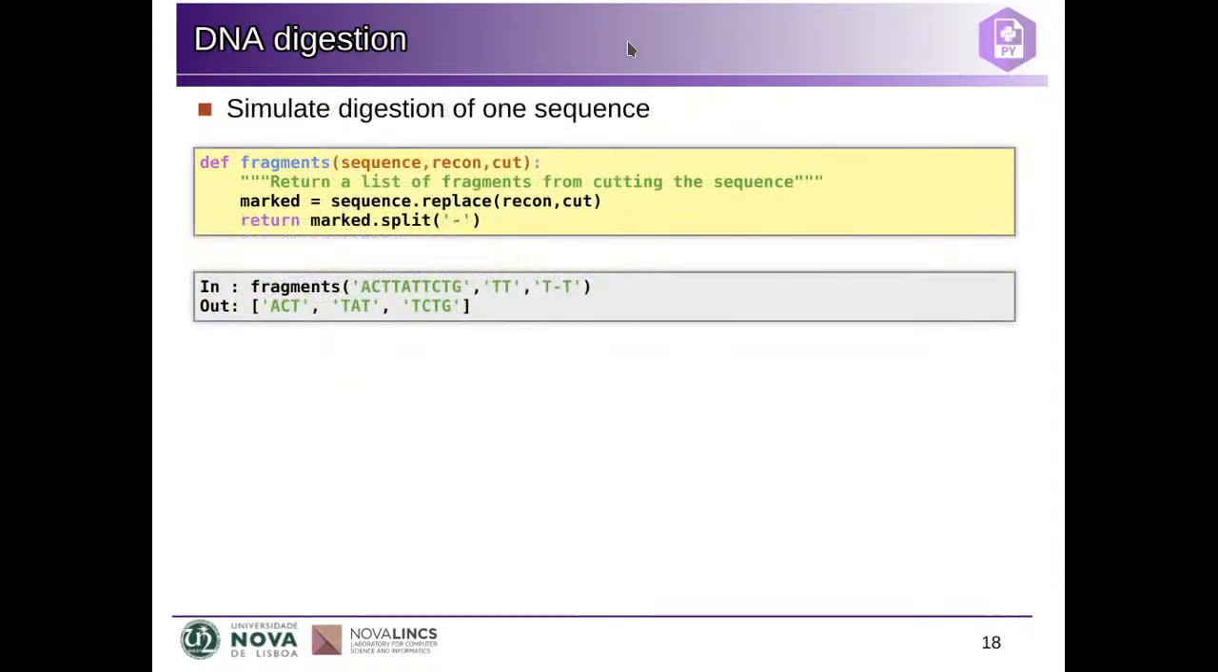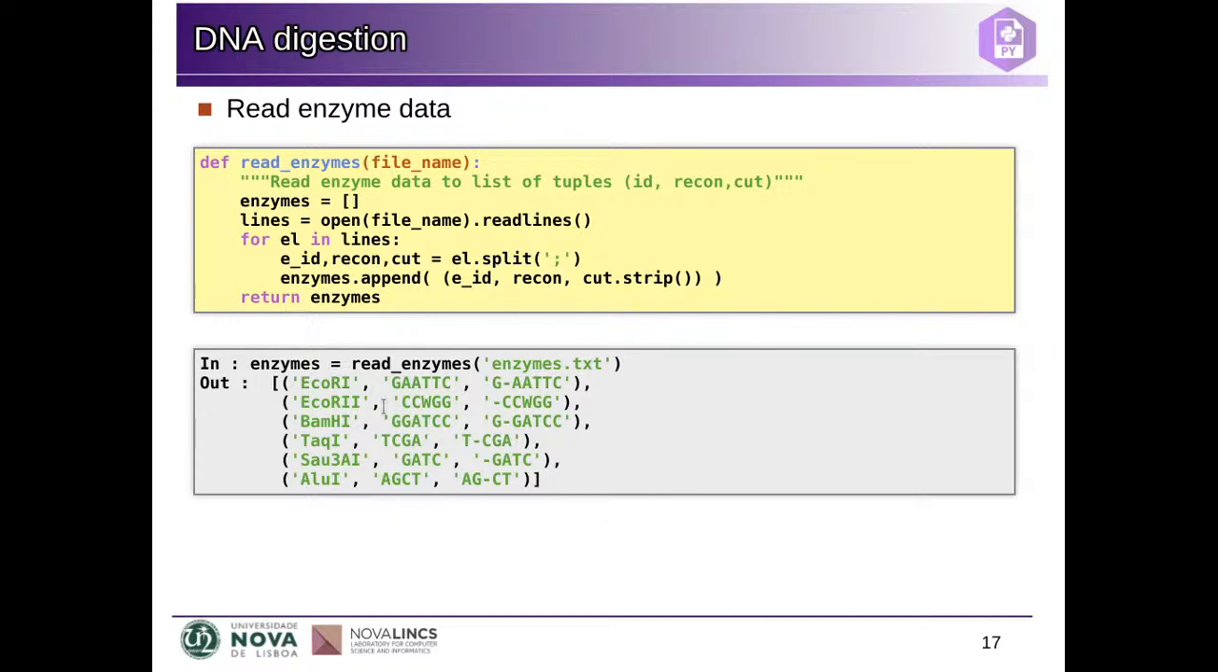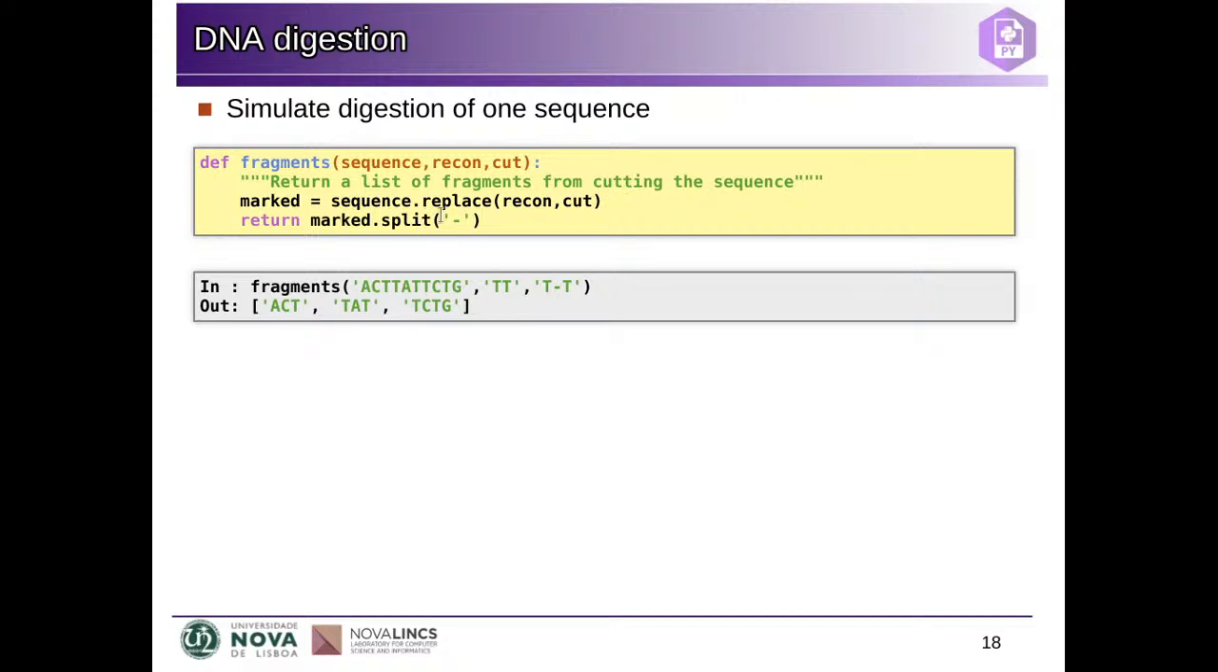Now we need to create the function to actually do the digestion. So this one is easy. We're going to use this trick of marking the sequence with the cutting point by using the replace method. So to recall this, we are going to find all instances of the recognition site in the sequence and replace it by the string that has the cutting point marked there with the minus sign. So now it's easy to cut at that region by splitting on the minus character.